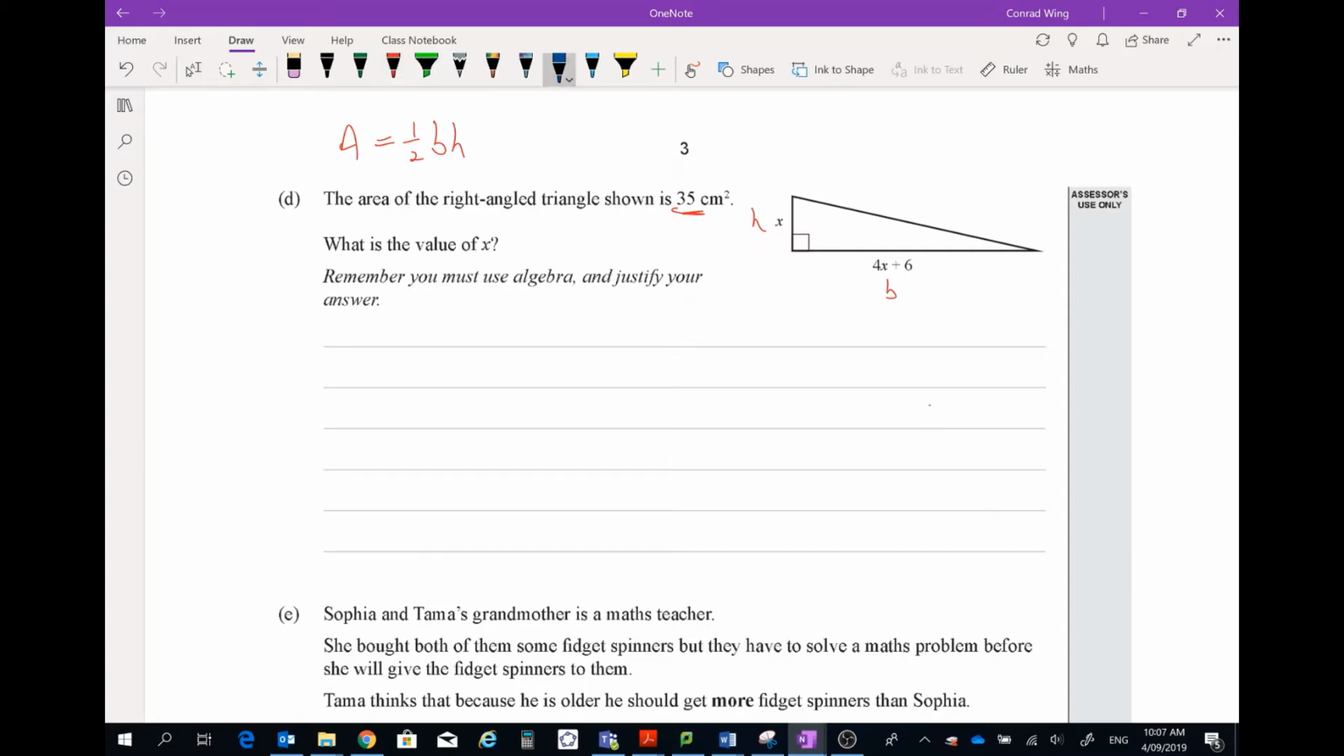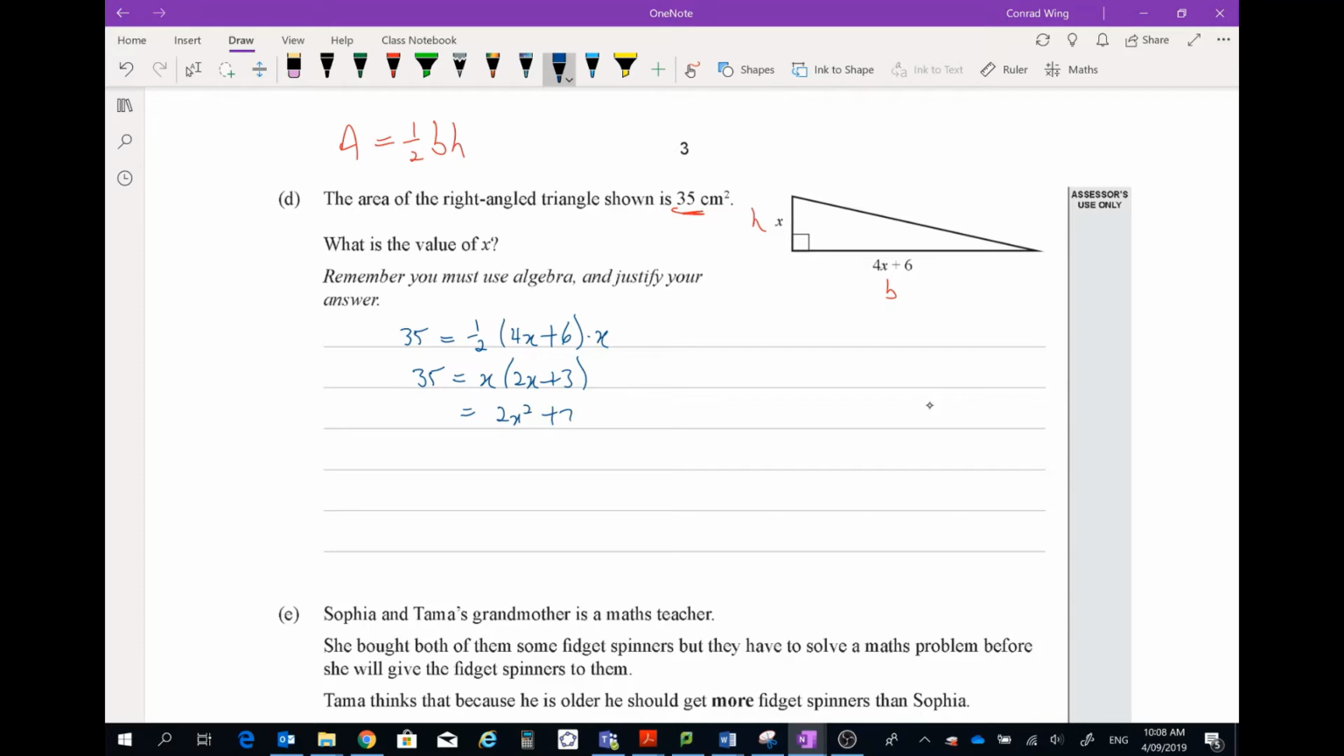So I can write the formula: 35 centimeters squared is equal to half the base, which is 4x plus 6. See how I put the brackets? Times the height. What's half of 4x plus 6? 2x plus 3. And I'm going to multiply all of that by x. I'll just put the x at the front. Happy? Alright, so multiply that out. What do you get? 2x squared plus 3x.